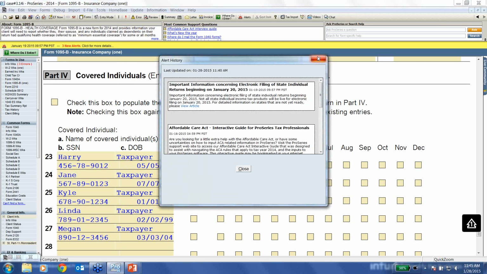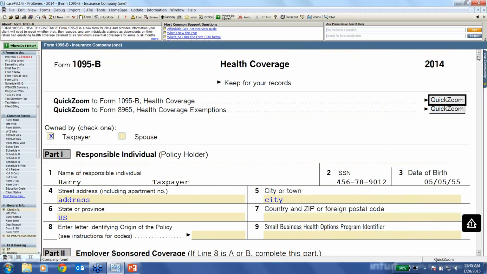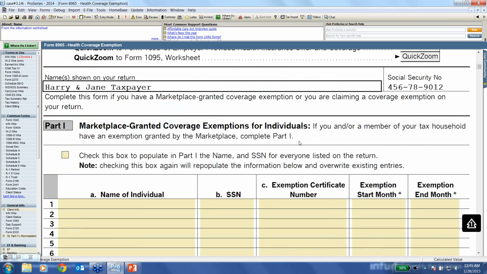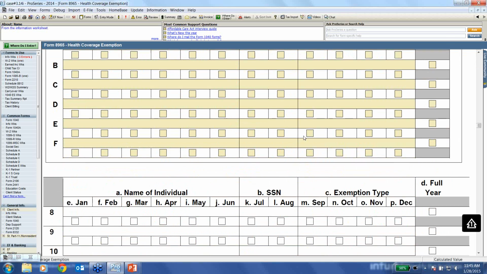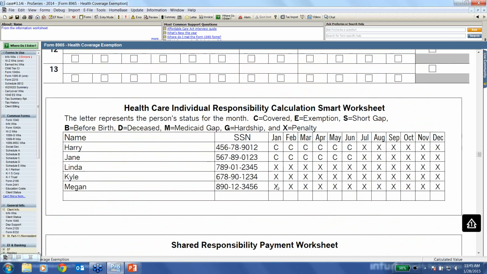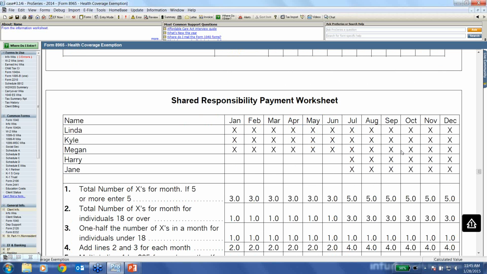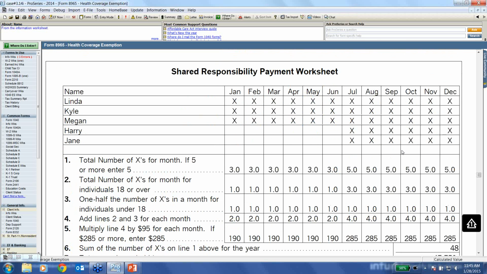So then we go over, we can go up here and just click on the quick zoom link to the 8965. Going to go down to that same grid for the worksheet, and we're going to see that there was coverage for Harry and Jane, January through June, and then X's indicating no coverage or exemptions for anybody else for the rest of the year. And we go down to the actual payment worksheet.